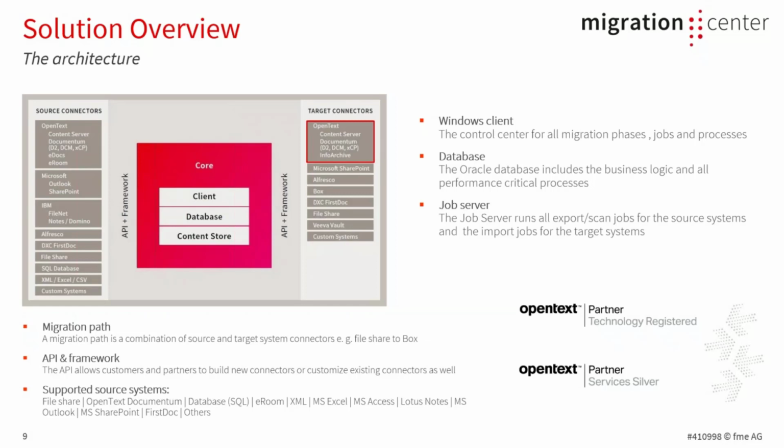As I mentioned, we provide between 180 and 200 different migration paths. That means we provide migration paths from several source systems to several target systems. Today we're here to speak about the OpenText Content Server and xECM. For those kinds of projects, we provide many different sources, like the whole OpenText stack, whether it's Content Server, LiveLink, Documentum with the different flavors like D2, DCM, XCP, eDocs, or eRoom.